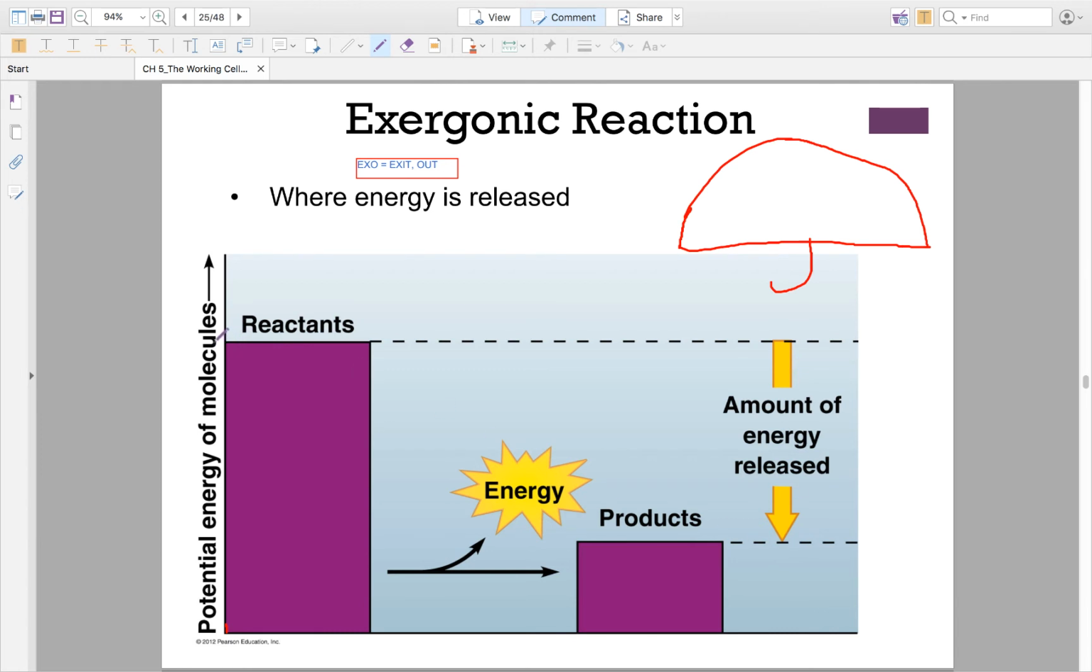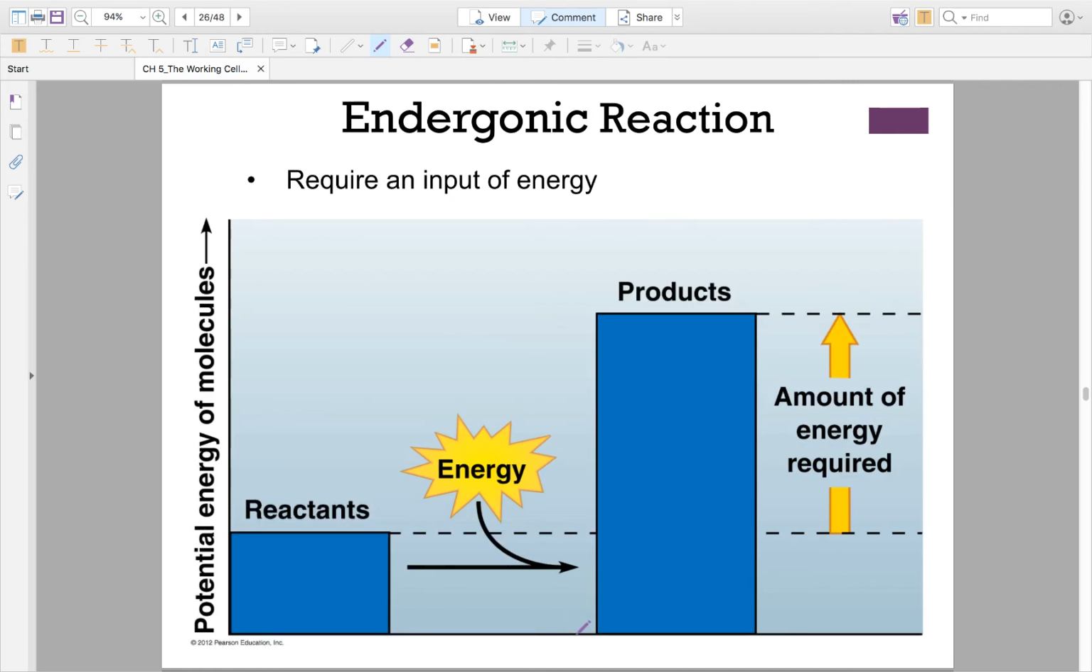Okay, so what they're telling us is reactants in exergonic reactions are high potential energy molecules. Okay, so when the reaction occurs, when these guys get broken down, we get a release of energy. That's why they're called exergonic reactions. They release energy out. Okay, and then of course we get our products. Products have a lower amount of potential energy, but that's not the point.